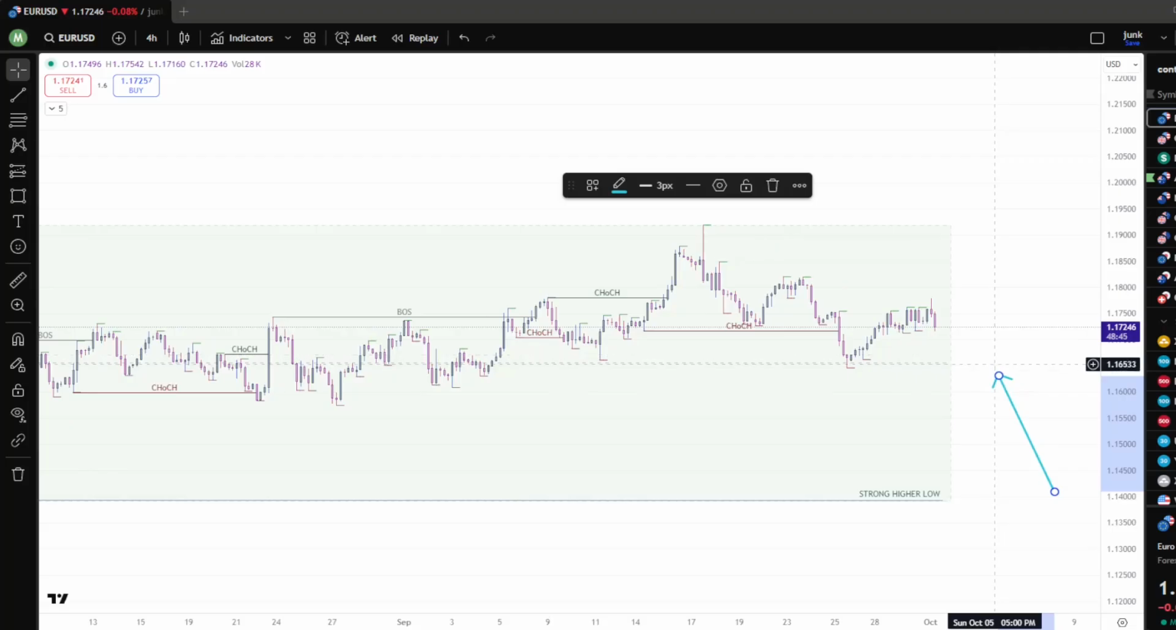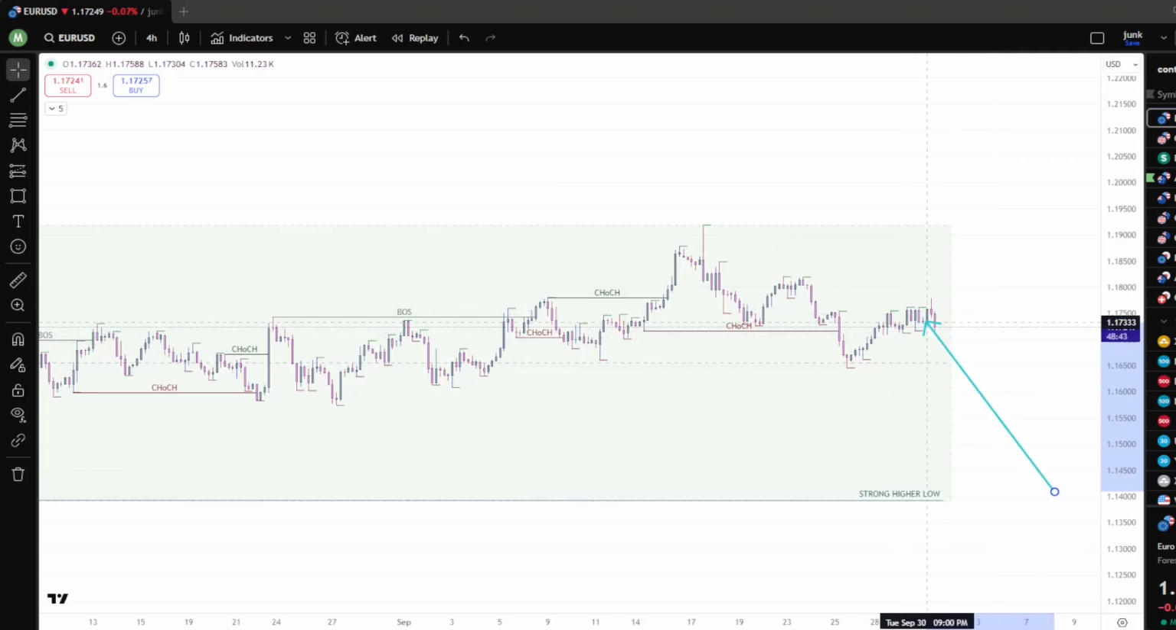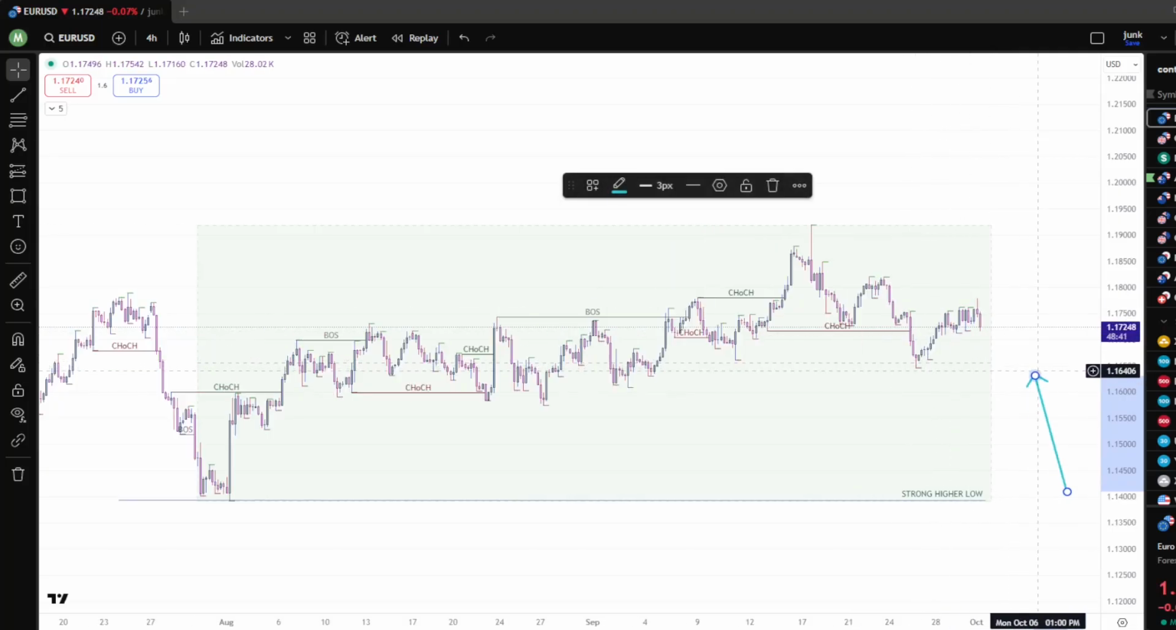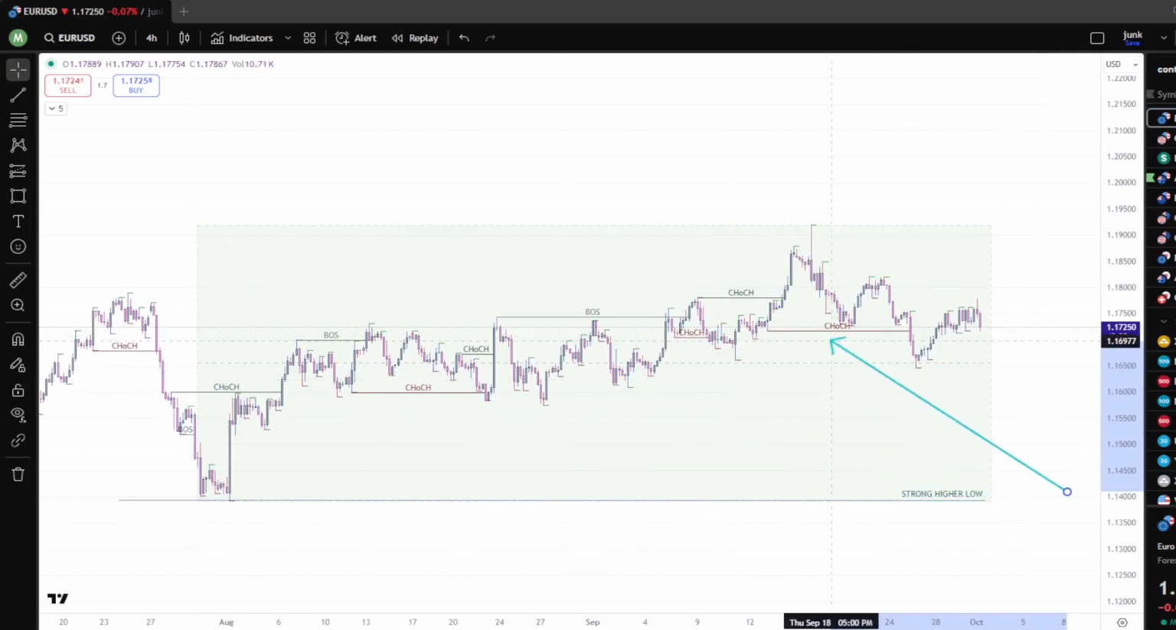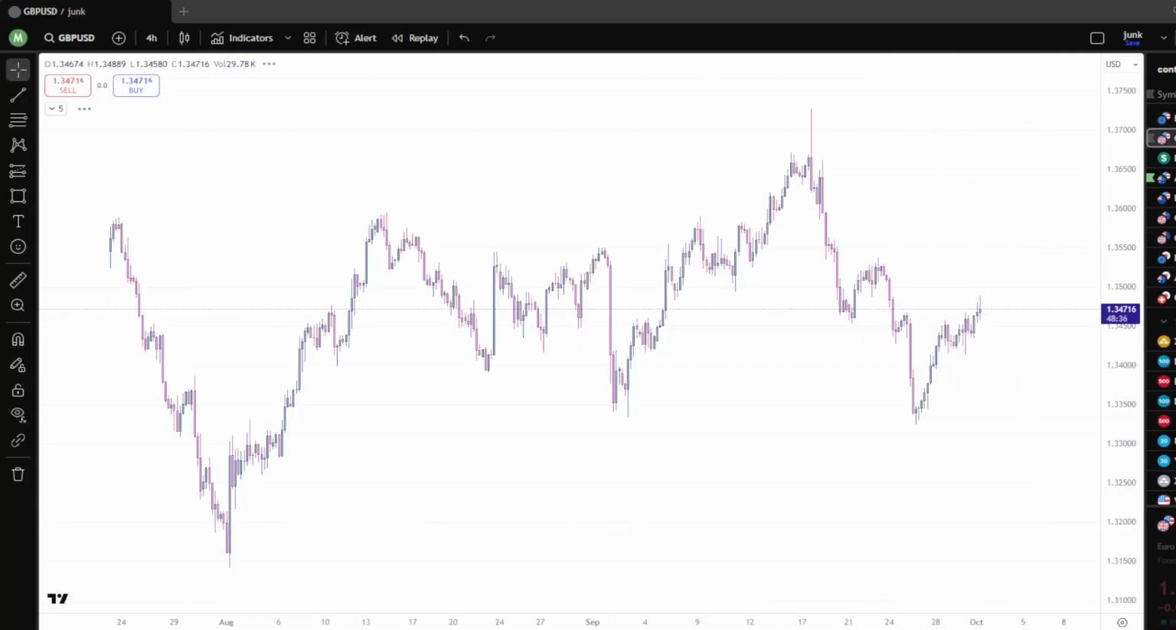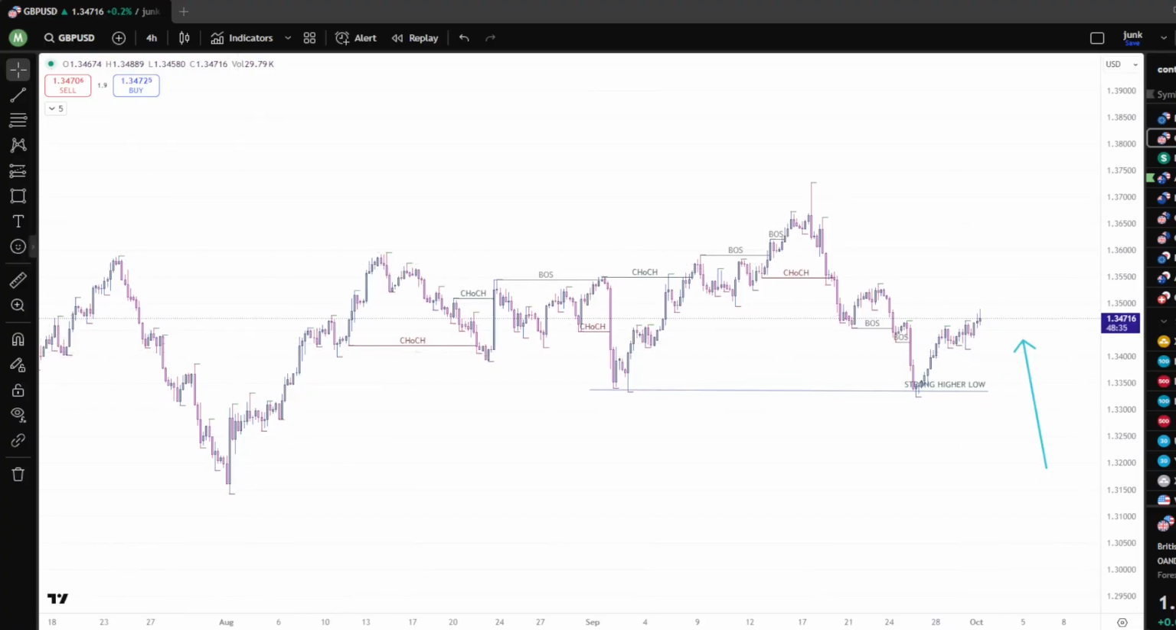But right now, just waiting to see it break out of this area of consolidation. Only looking for any type of buying opportunity, regardless, because the overall swing structure is bullish. GBP USD, let's go and map out the current range.